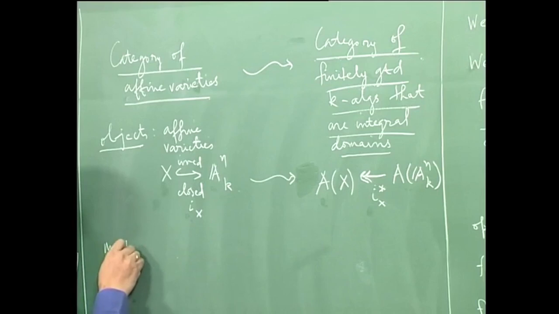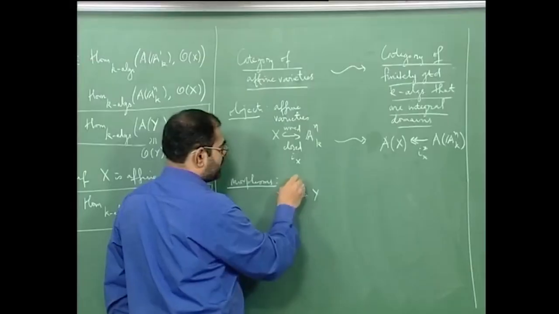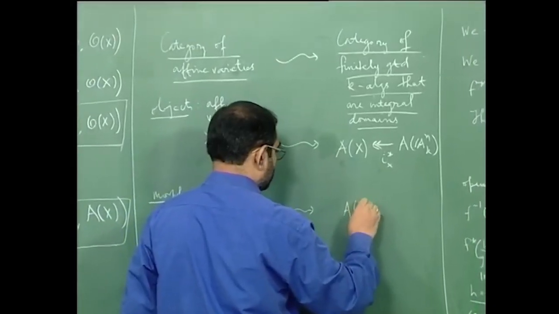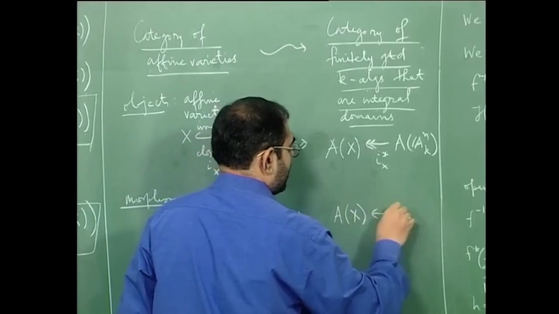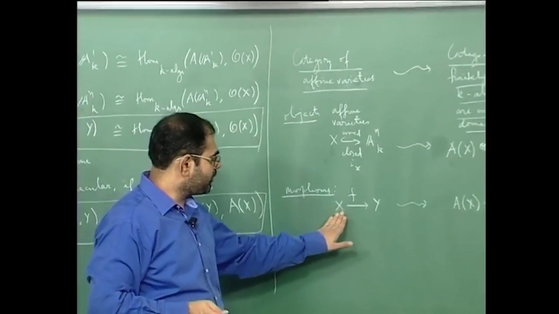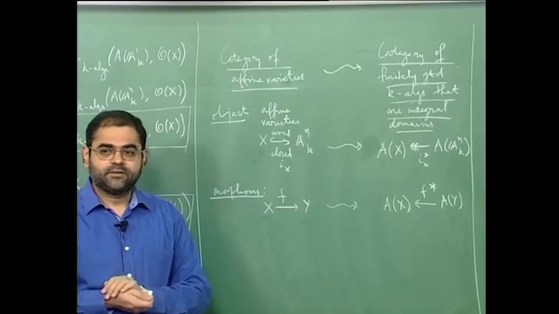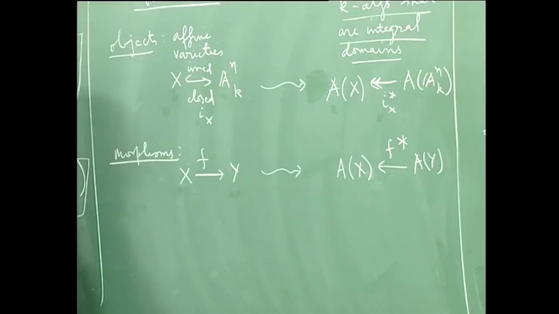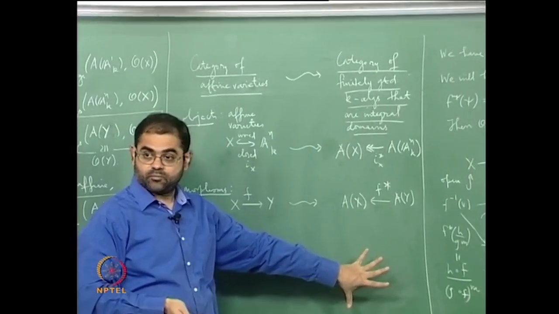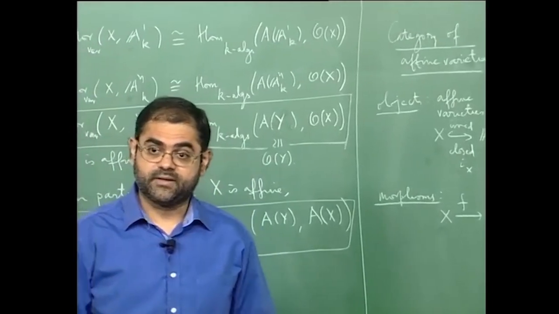What are the morphisms? The morphisms here are, well, if you have X and Y two affine varieties, and you have a morphism f, then that will give rise to a map on this side that will go the other direction. So it will go from A of Y to A of X, and you know what that is? That is just f star, it's a pullback. The fact is that if you give me a morphism of varieties, the pullback map is actually a ring homomorphism. That's something that you can very easily check. It's obvious, and in fact, it's a k-algebra homomorphism. So the morphisms on this side are k-algebra homomorphisms. They are ring homomorphisms which take one to one and which respect the vector space structure. They are k-linear, so they are k-algebra homomorphisms.